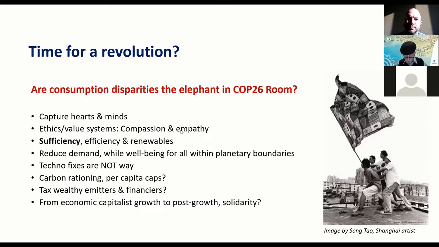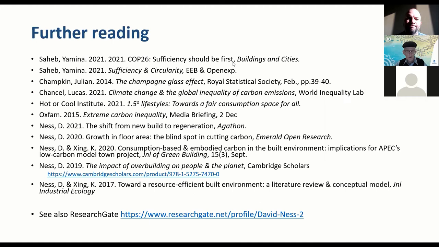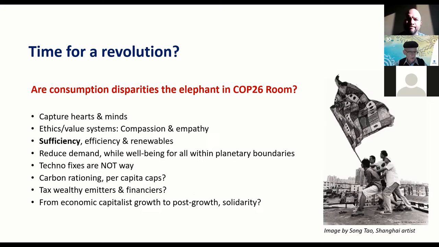And so I've listed some of the other mechanisms here, especially targeting the wealthy emitters and finances, which was mentioned before, and taxes on luxury items. Techno fixes: I remember, Viktor, you mentioned this in one of your talks. Techno fixes are not the way. It's not going to achieve the change. Oh, sorry, I have to go back. They're not going to achieve the dramatic change. They're playing around the edges, and a lot of the technologies are unproven and suspect.